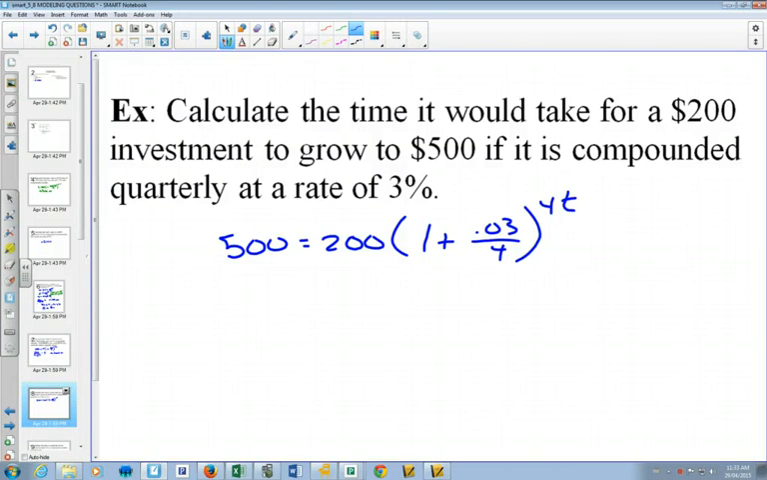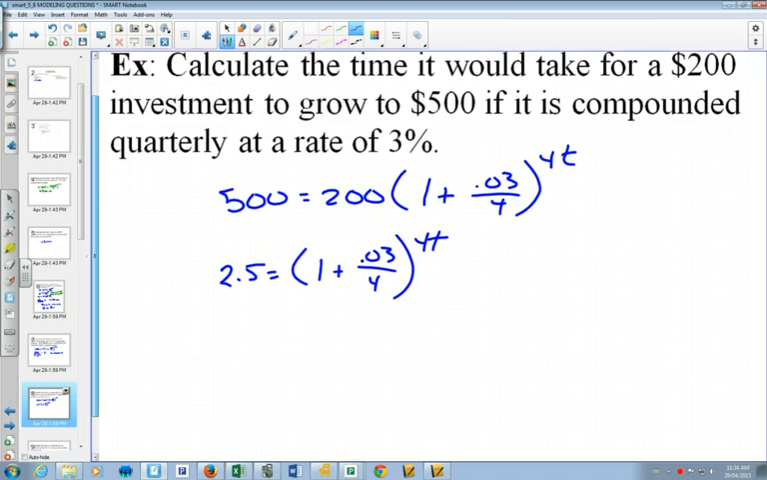Again, it is nice with these questions if you simplify them first by dividing. So I'm going to divide both sides by 200, and then I get 2.5 equals (1.03/4) to the 4t, before I do my logs, just because I have fewer zeros to write and fewer things to expand with logarithms. So what's happening to go from 200 to 500 is our amount is more than doubling. It's 2.5 times bigger. Now I'm going to take the log of both sides.